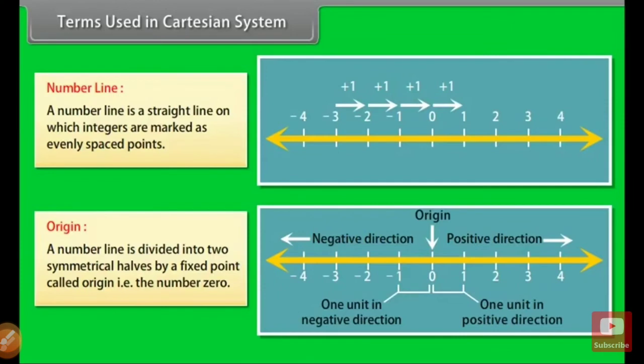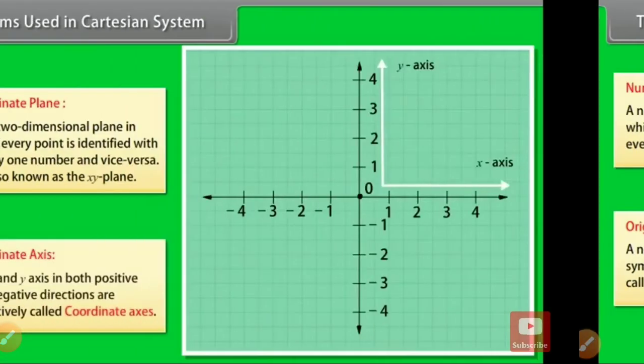Next is the origin. A number line is divided into two halves by a fixed point called the origin, that is the number 0. The right-hand side integers are called positive integers and the left-hand side integers are known as negative integers, and each has one unit of equal spacing.